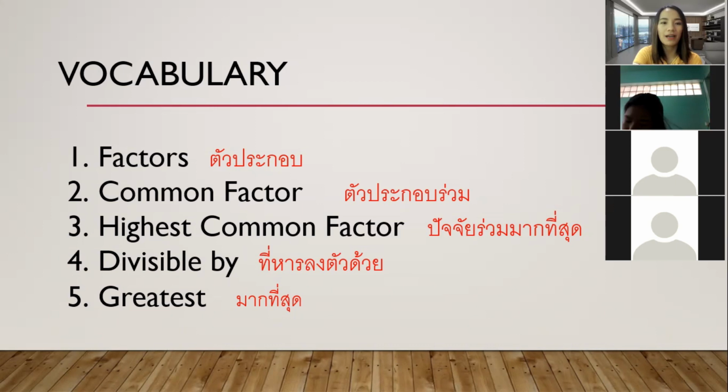Number 1, factors. Number 2, common factor. Number 3, highest common factor. Number 4, divisible by. Number 5, greatest. I'll read one more time. Number 1, factors. Number 2, common factor. Number 3, highest common factor. Number 4, divisible by. Number 5, greatest.